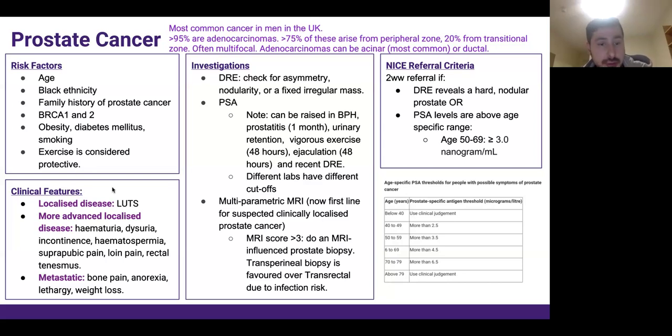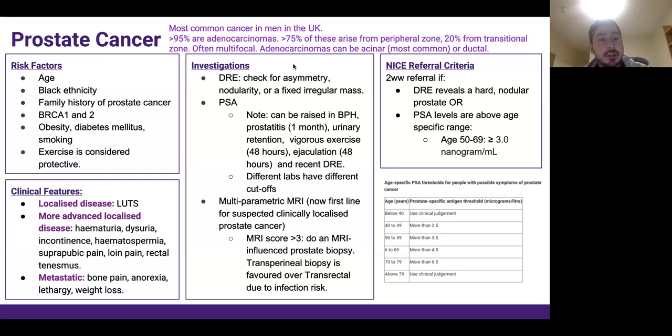So what are the clinical features? You'll get the lower urinary tract symptoms like we described for BPH. This can include frequency, urgency, but also terminal dribbling, hesitancy, and prostate cancer can actually metastasize to the bones. You might get bone pain as a presenting symptom.